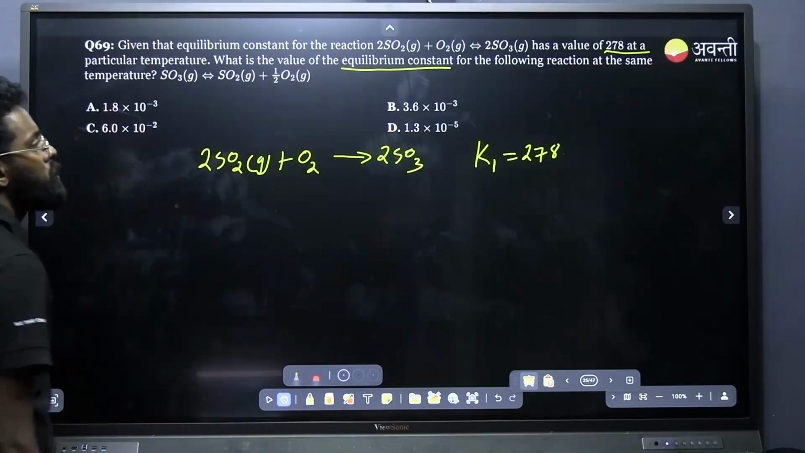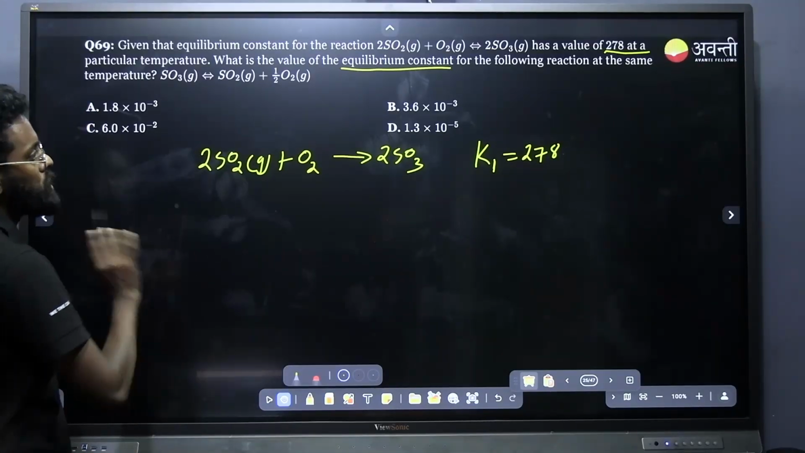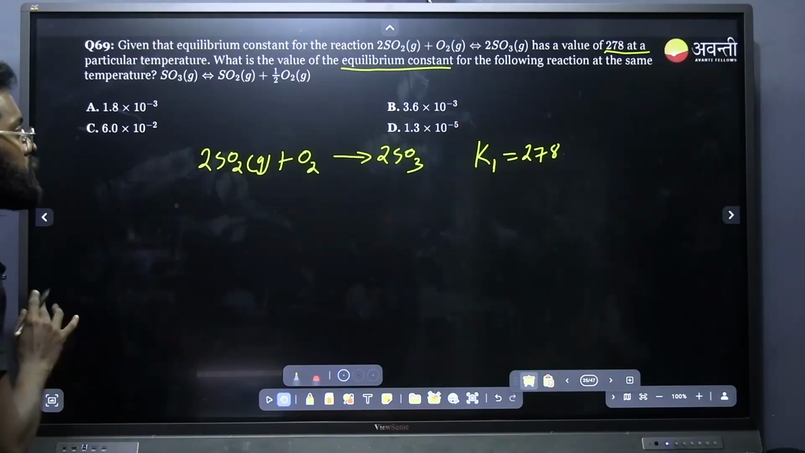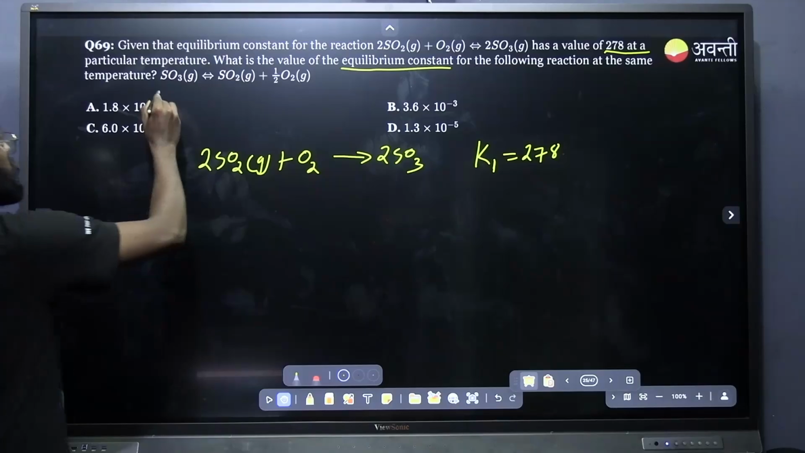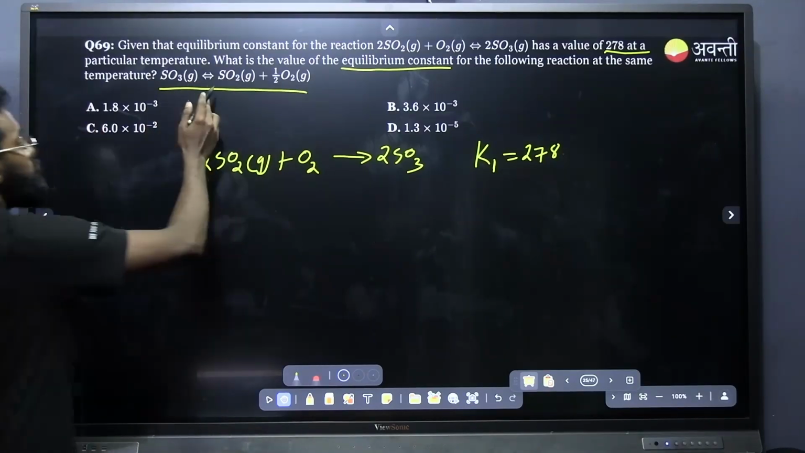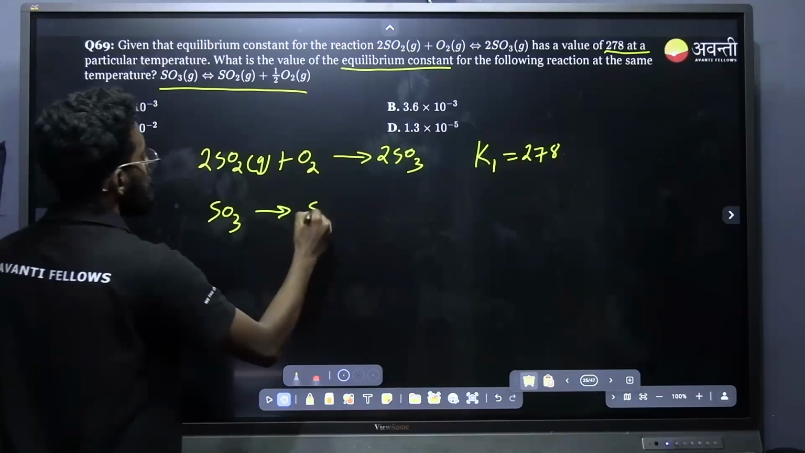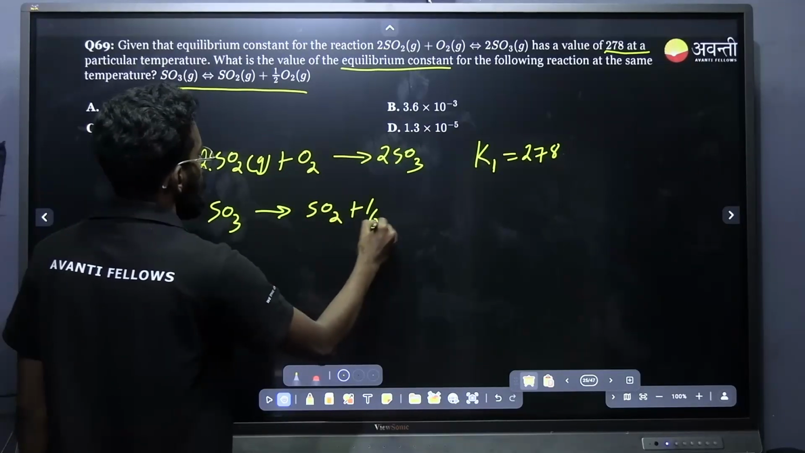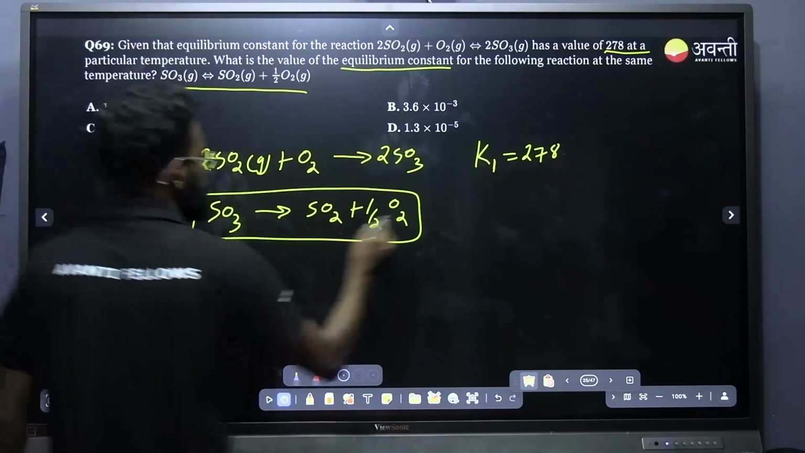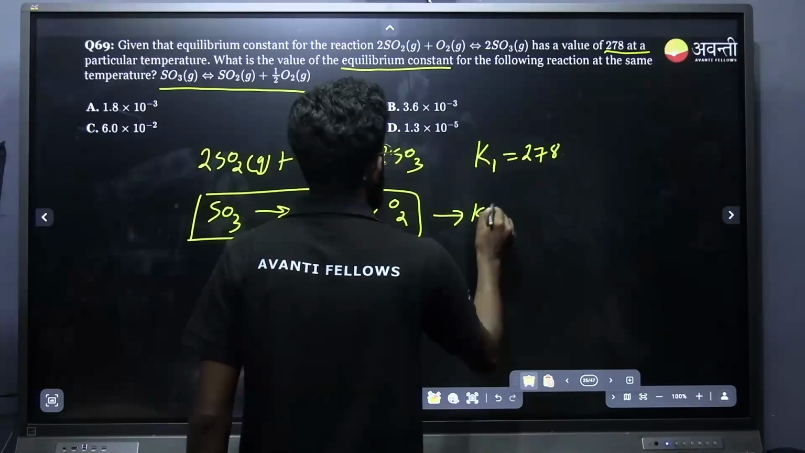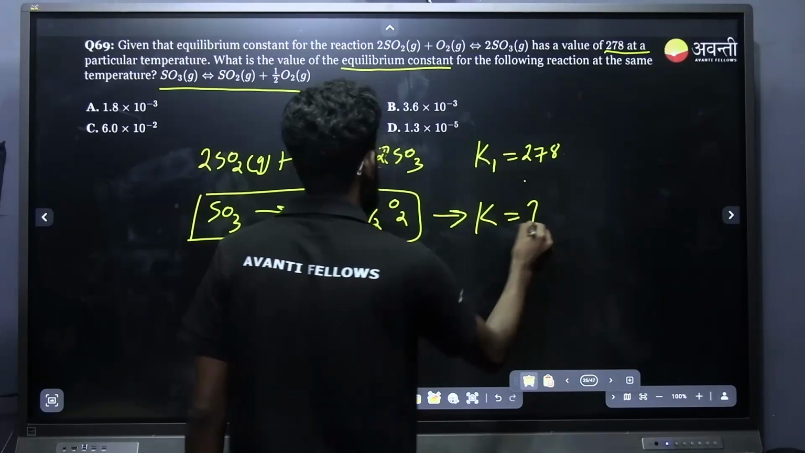What is the value of equilibrium constant for the following reaction at the same temperature? As there is no change in temperature, the equilibrium constant value is also not going to change. But we have to find out the equilibrium constant value for this particular reaction, SO3 gives SO2 plus half O2. How can we do this? Let's suppose the new equilibrium constant for this one is K.